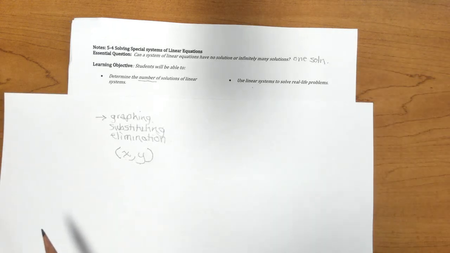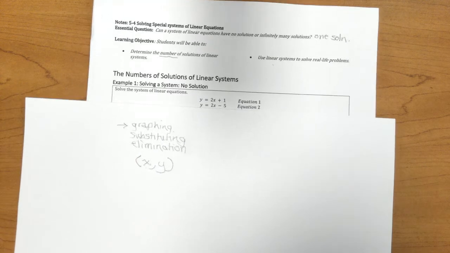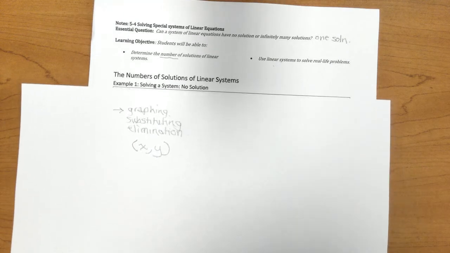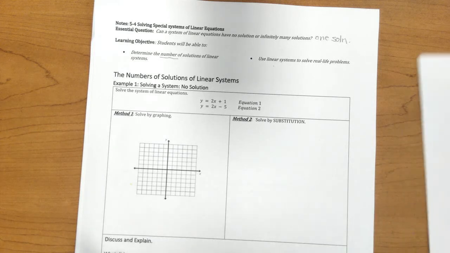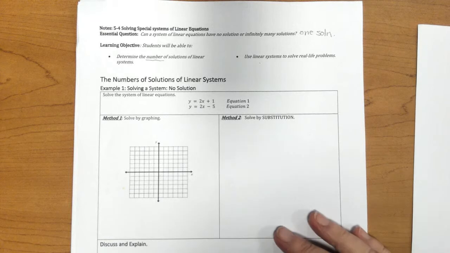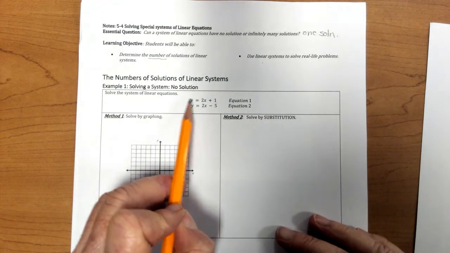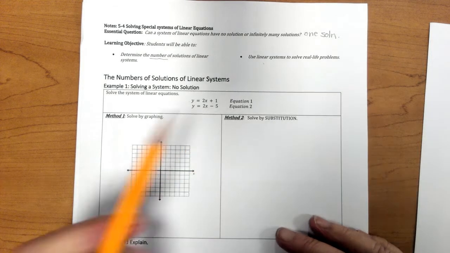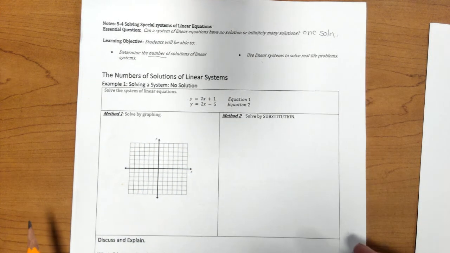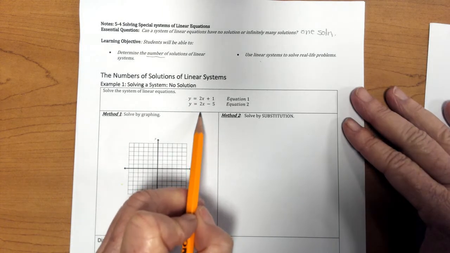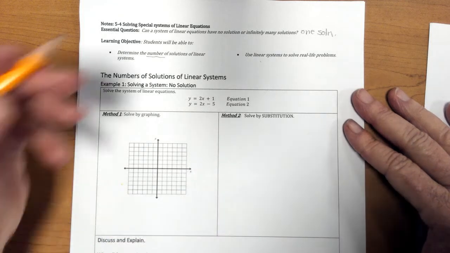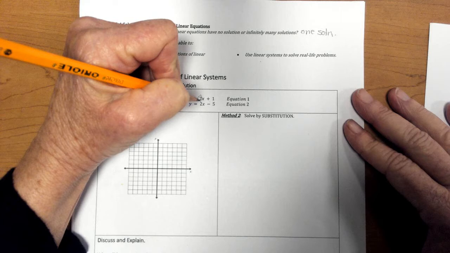So let's get started at first looking at determining the number of solutions. So the number of solutions can be one option, no solution. So what do I mean by that? Well, let's take a look at this example. In this example, we have a system of linear equations. y is equal to 2x plus 1 and y is equal to 2x minus 5. What do you notice about these two equations? Well, maybe you noticed that they both had the same slope.